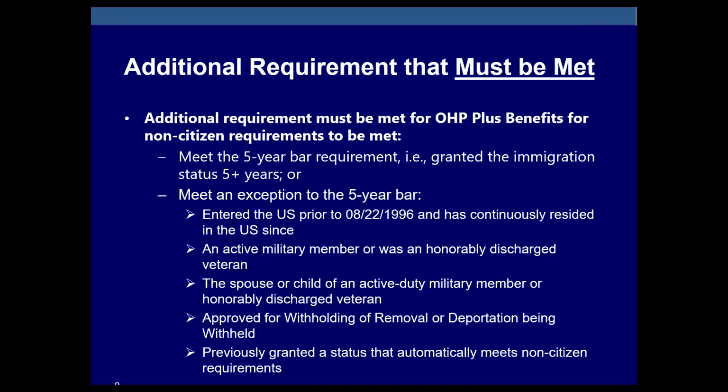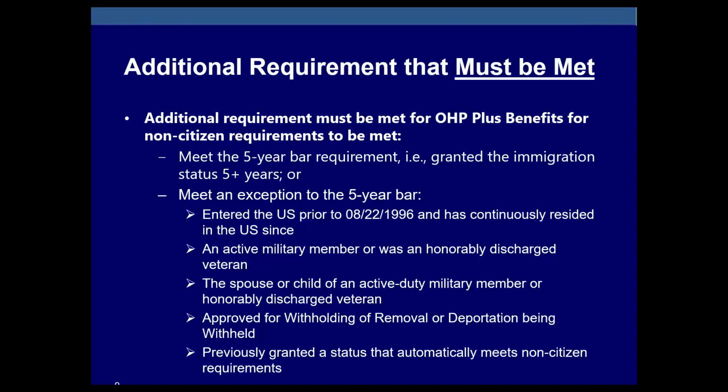They previously had an immigration status that automatically meets non-citizen requirements and adjusted their immigration status to one of the 4 statuses. For example, the individual first entered the U.S. as a refugee or asylee, and then adjusted their immigration status to, let's say, LPR status, then that would mean that they previously had an immigration status that automatically meets non-citizen requirements.